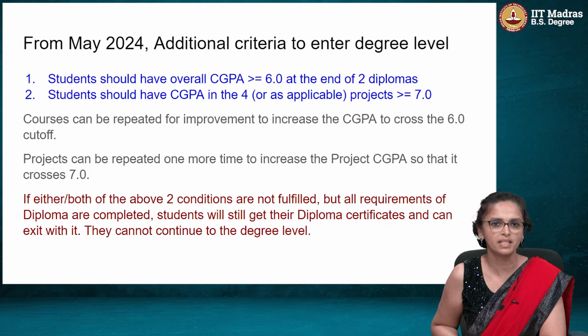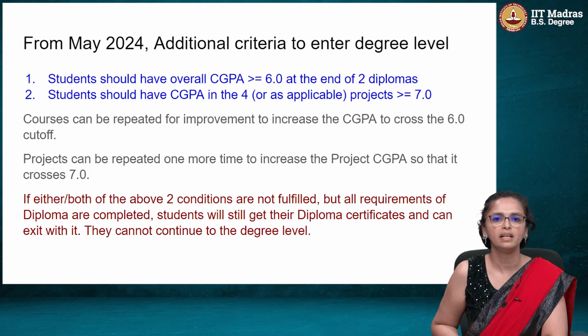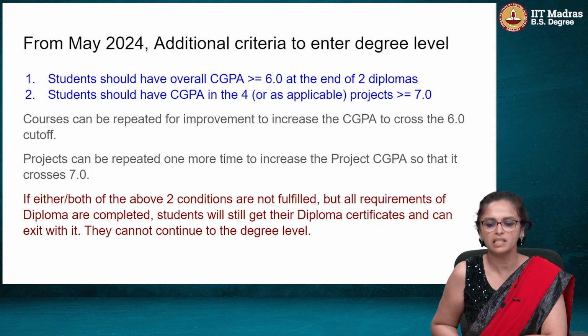This is a very important slide, especially for students who are currently in the diploma level and who might be entering the degree level May 2024 or later. This is not applicable to students who have entered the degree level in the Jan 2024 term. So basically, there is a cutoff criteria that we are bringing in for you to enter the degree level in May 2024 or thereafter. So your overall CGPA of all courses in the foundation level and all courses and projects in the diploma level should be more than 6.0 at the end of 2 diplomas. So your CGPA should be greater than or equal to 6.0 at the end of 2 diplomas.